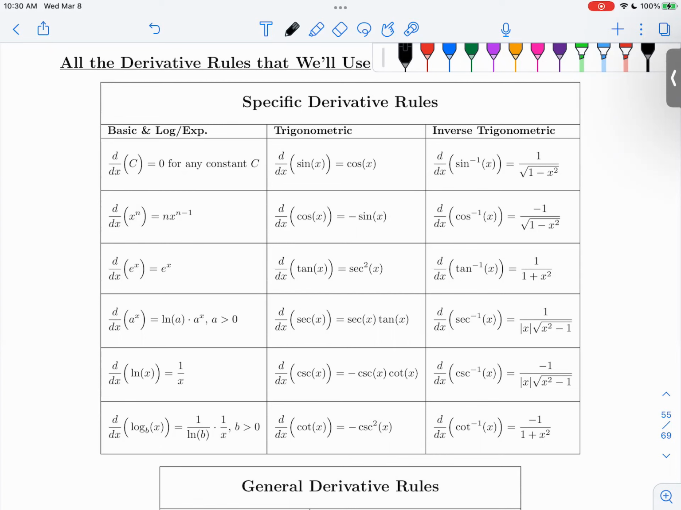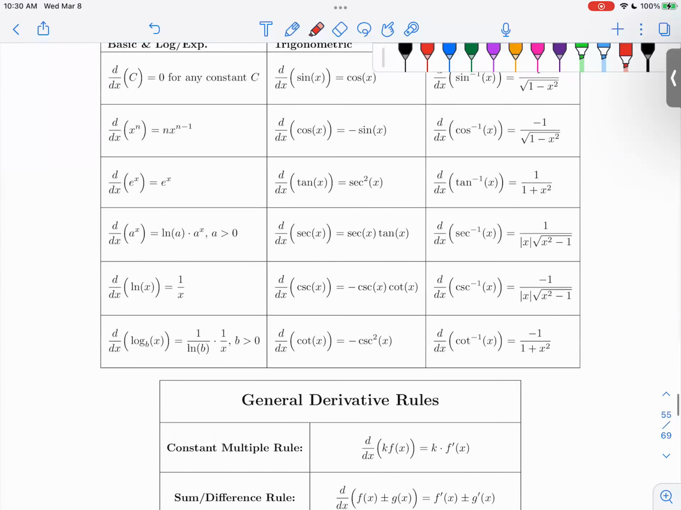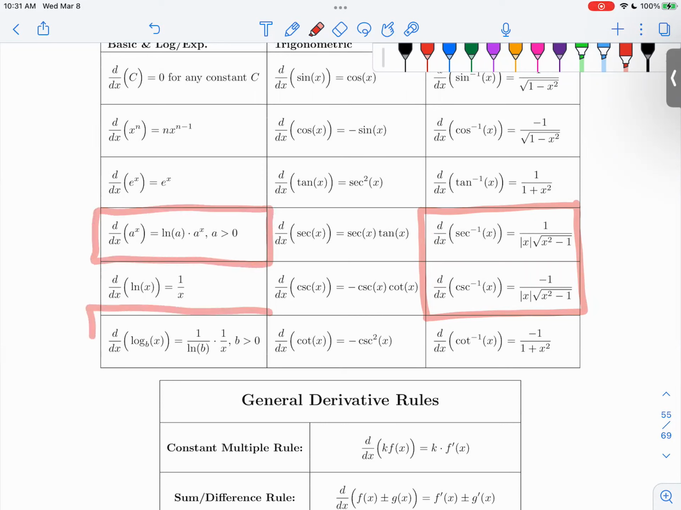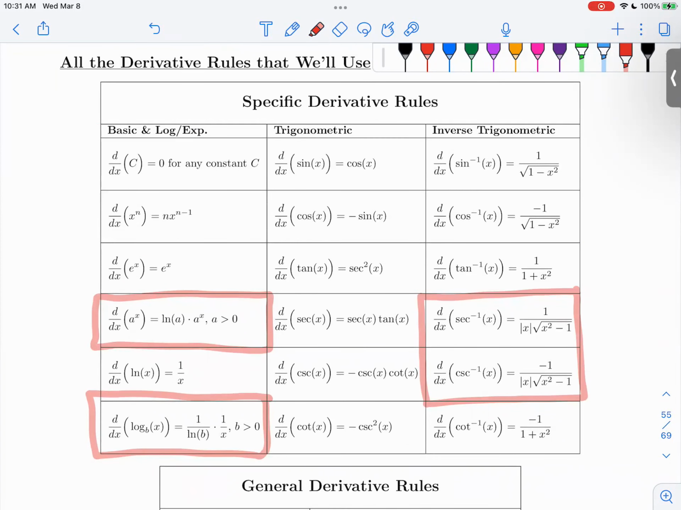Just as a reminder, I'm going to highlight the ones that you don't need to have memorized. You don't need to have this one memorized. This one too. These two do not need to be memorized. And then this one and this one do not need to be memorized. All the other ones are fair game.